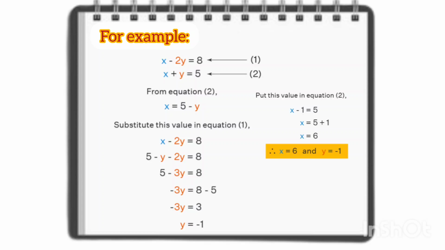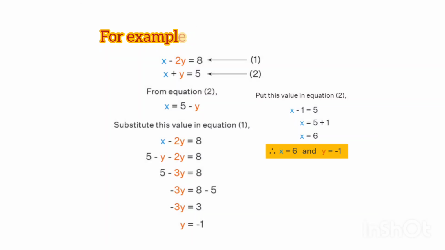Since we already found the value of y, let's put this value in equation 2. This would give us x - 1 = 5. And then let's simplify. Therefore, in this equation, our x is equal to 6 and our y is equal to -1.